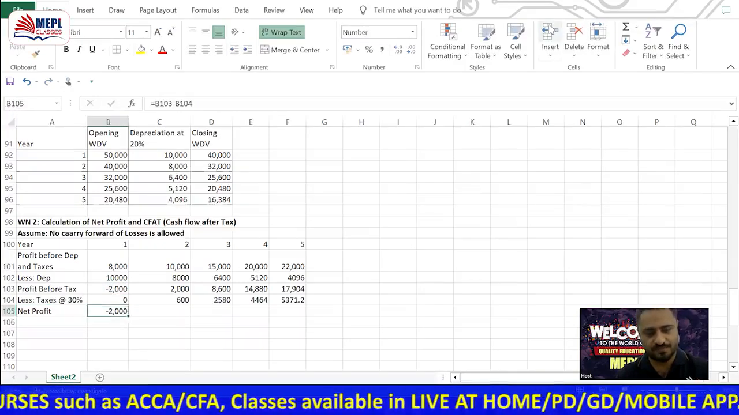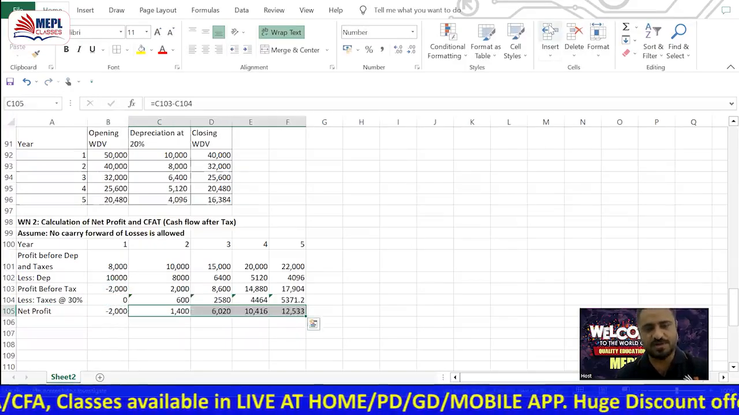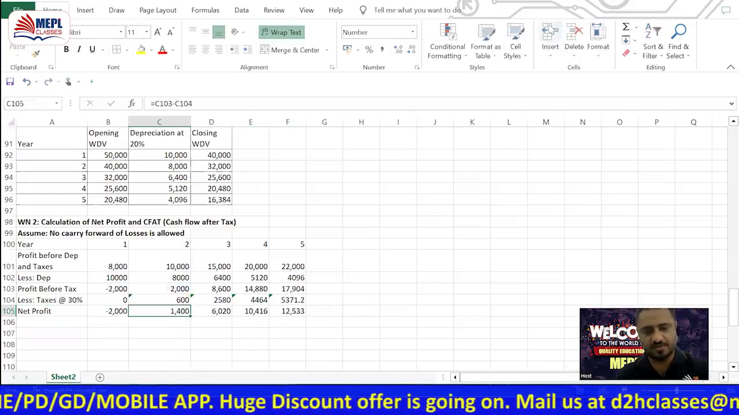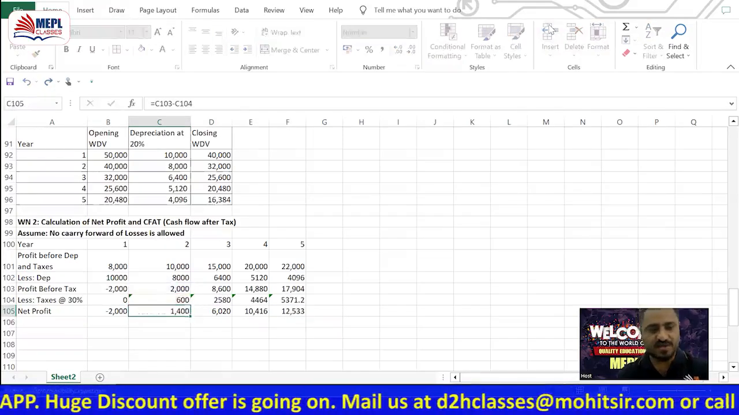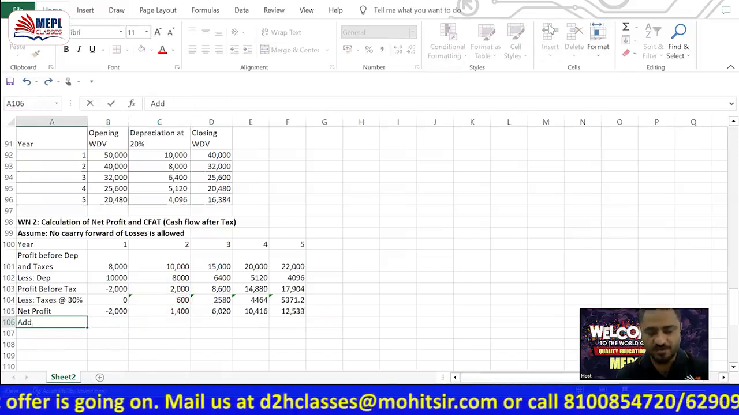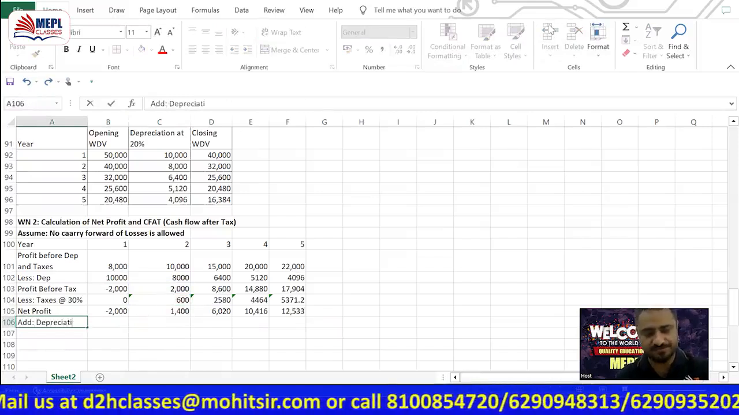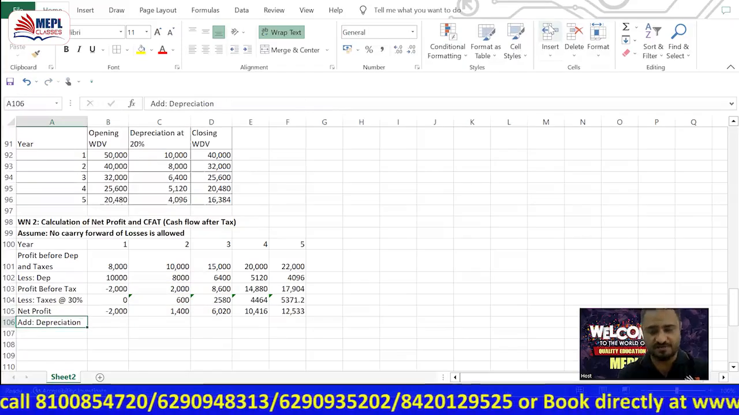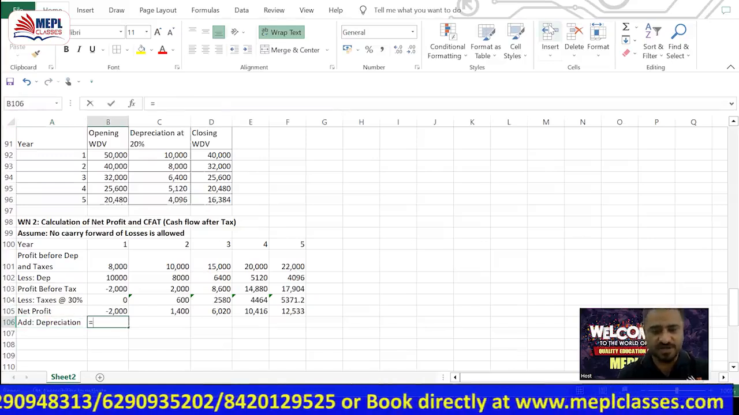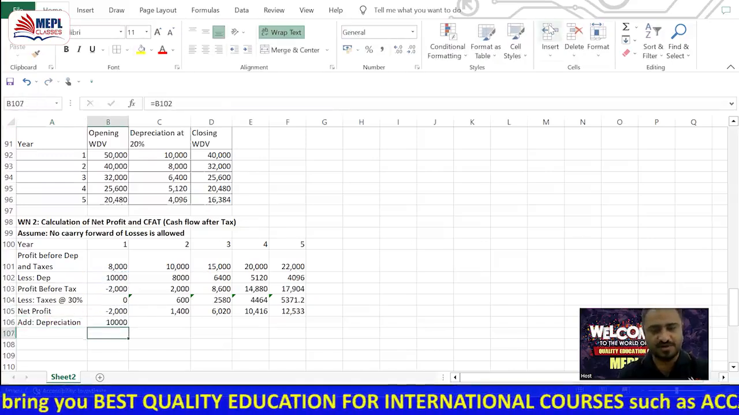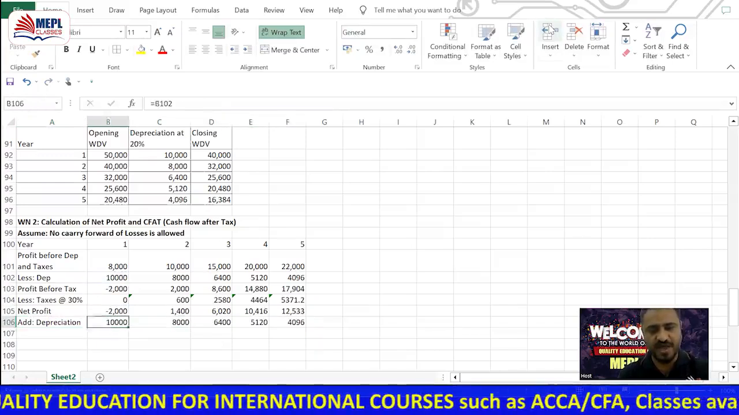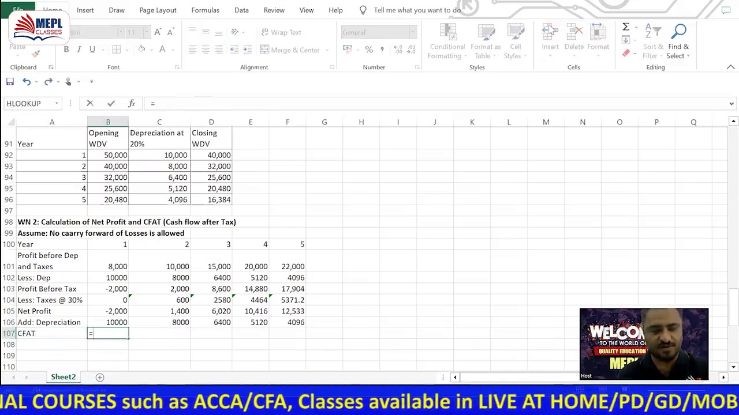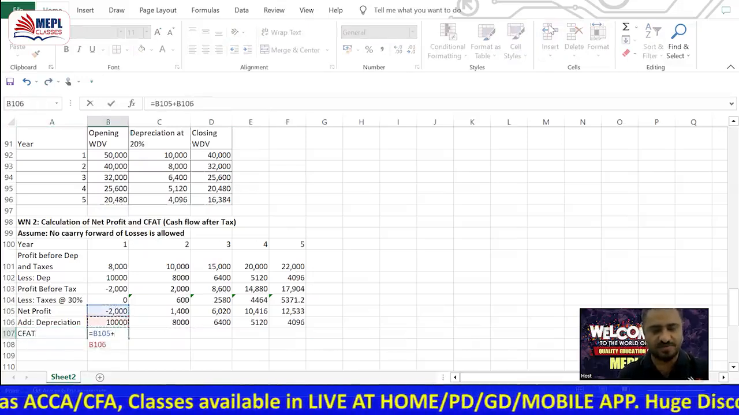Here is a loss, and here you get a profit after taxes after deducting the taxes. Formula is simple: profit before tax minus taxes. So once you get a net profit, you have to add back the depreciation. This technique we have already learned at earlier levels. So I'm again not going into the details of why we do that. So this is the value of depreciation. If we add, we get CFAT, cash flow after tax, and the formula is net profit plus depreciation.